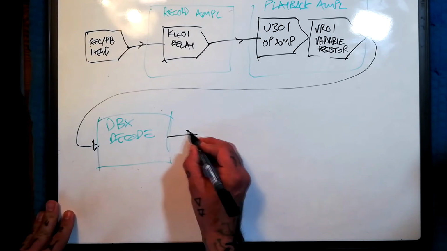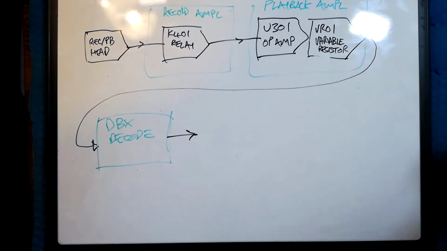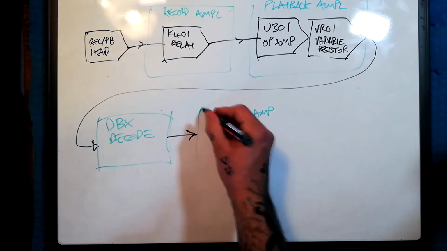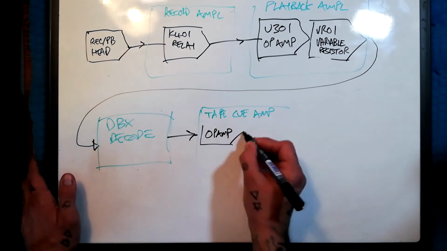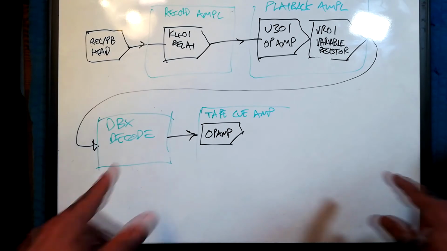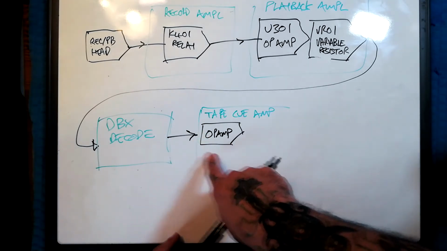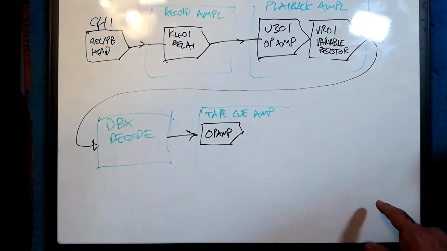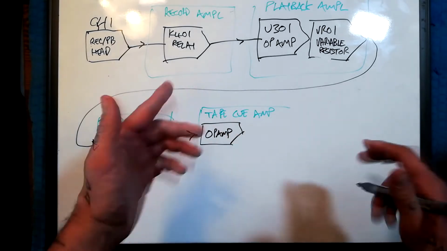And then that's coming from there to tape cue amp. There's going to be an op amp in there. I would actually need to check whether, for the purposes of monitoring through headphones or from the line out, that's even relevant. I'm not even sure that what we're hearing in the headphones or from the line out passes through that.